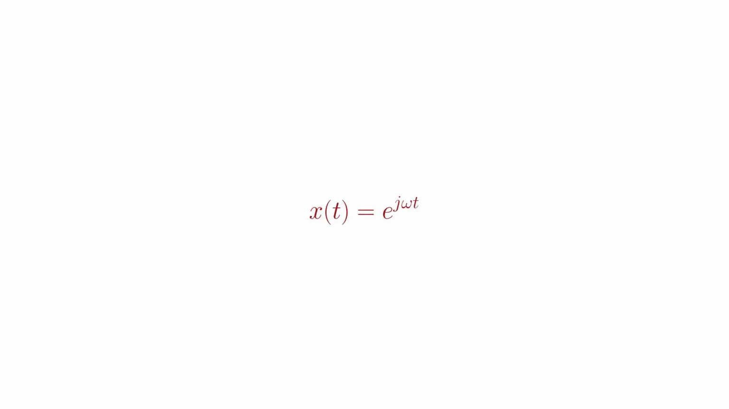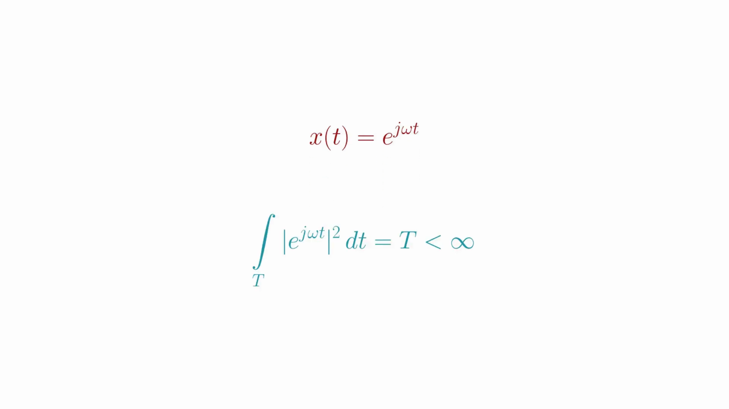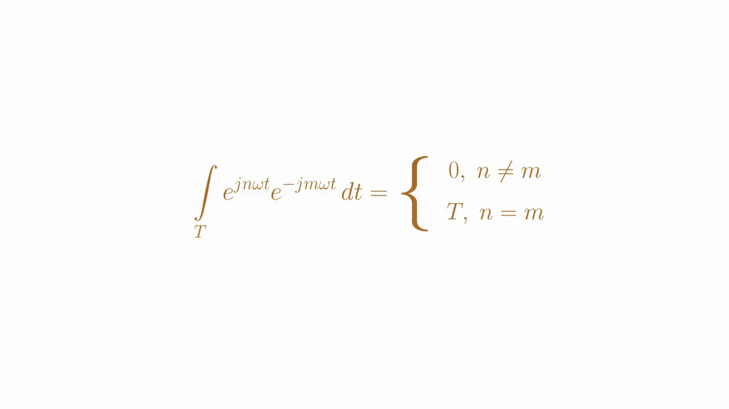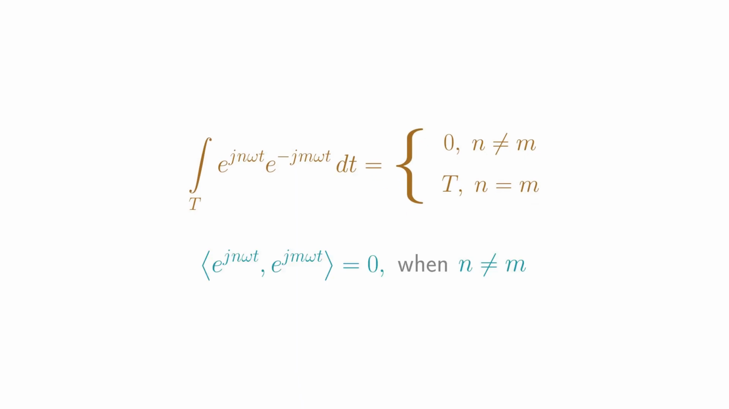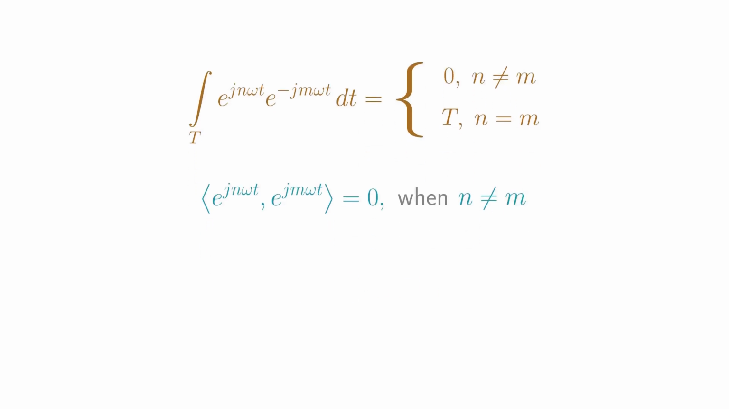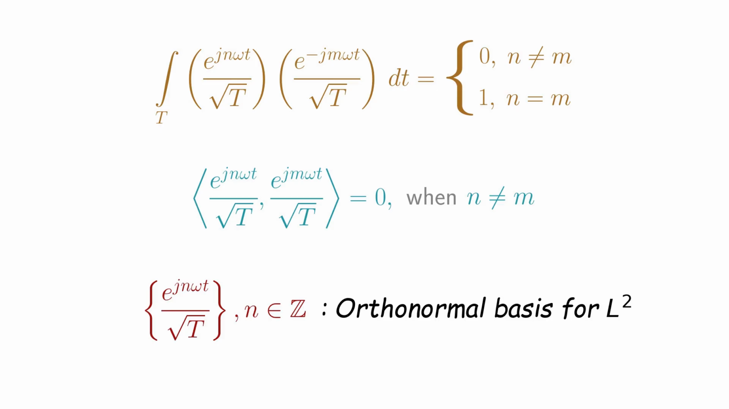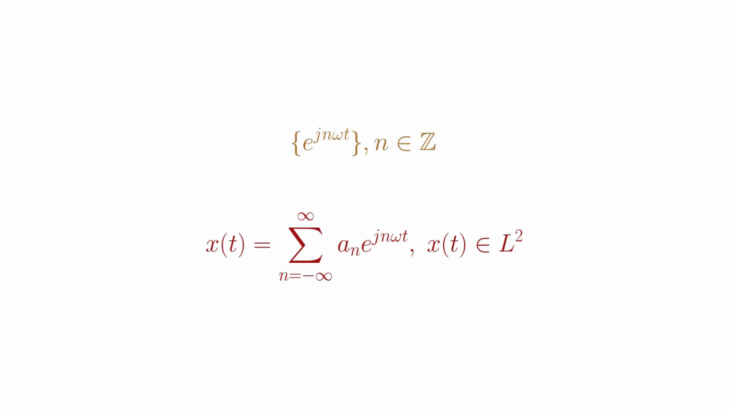Now, continuous time complex exponentials are square integrable functions, so they lie in this space. And this equation, whose significance we wanted to understand, says that harmonically related complex exponentials are orthogonal to each other. It turns out that they form an orthogonal basis in this infinite dimensional space. We could scale them to get an orthonormal basis as well. Oh, so we can use this basis to construct any signal in this space.